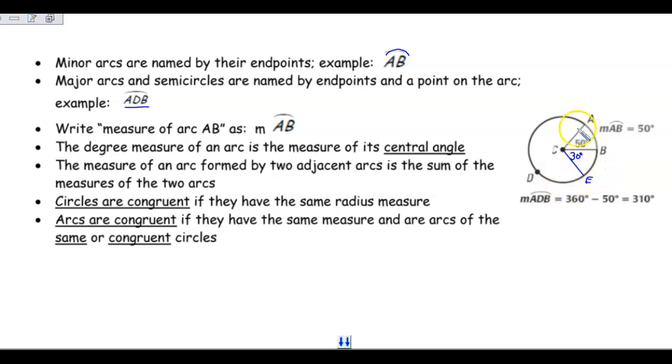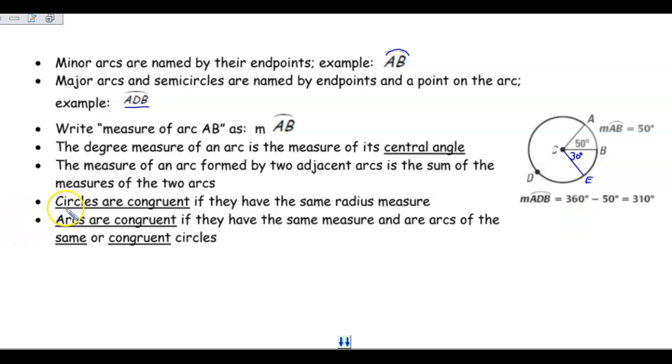If I wanted to find the measure of ADB, I know that a full circle has a 360 degree angle. If I want to find out what just this section here would be, I would subtract 50 from 360 and get 310. So that means that my major arc ADB is 310 degrees. So we could use what we know to find out what our arc measures are in degrees.